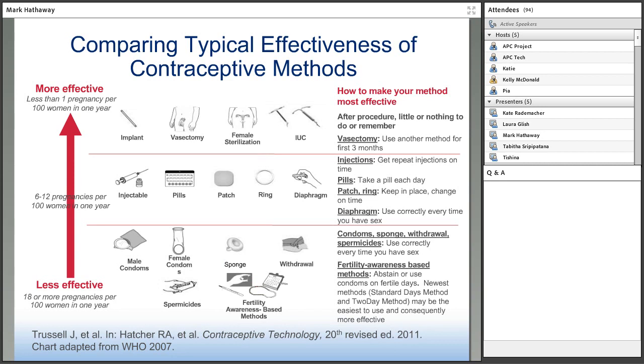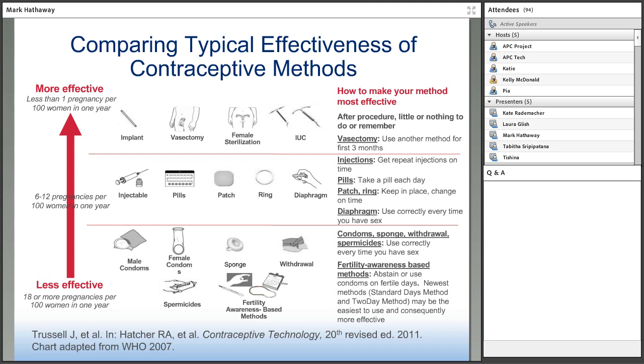When talking about different contraceptive methods, this is one of the charts that I like a lot. It's taken from James Trussell, and then it's been adapted several times by the WHO. It depicts the effectiveness of different contraceptive methods, with the more effective methods at the top. Less than 1 pregnancy will occur in 100 women using these methods.